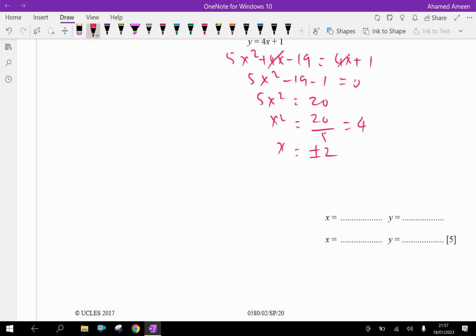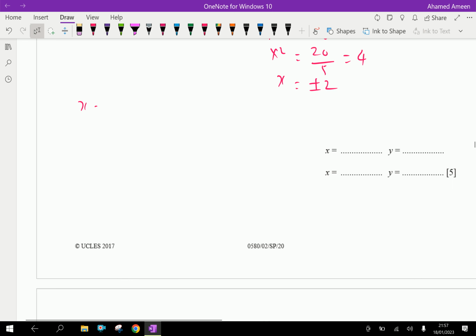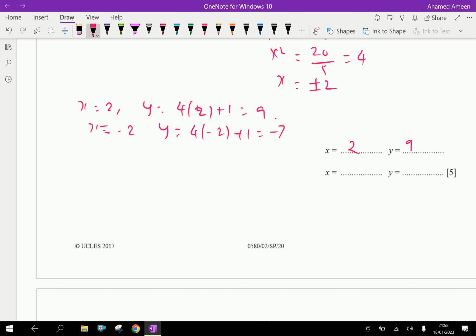Put x as positive 2, then y equals 4 into 2 plus 1. 4 into 2 is 8, plus 1 is 9. Next, x is minus 2, then y equals 4 into minus 2 plus 1, which is minus 8 plus 1, which is minus 7. So we have x is 2, for that y equals 9. X is minus 2, for that y equals minus 7.